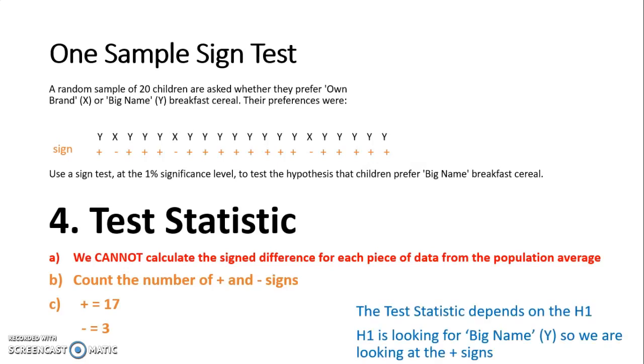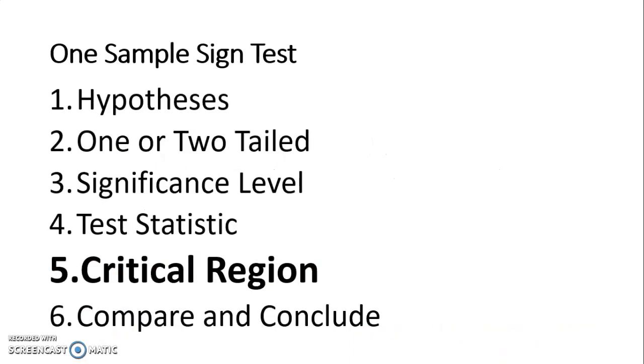The test statistic for these is always dependent on the H1, and our H1 is looking for big name Y. So anything that agreed with Y is going to be included in my test statistic, and we said if it agreed with Y it got a plus, so the plus signs are my test statistic, and that is 17.